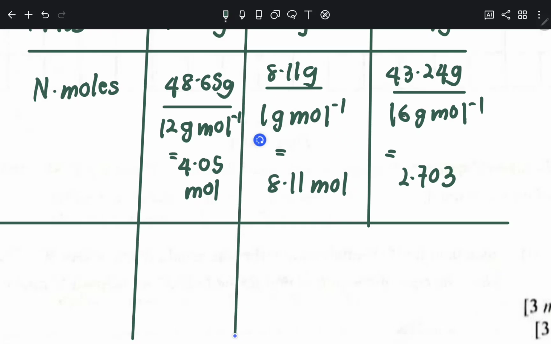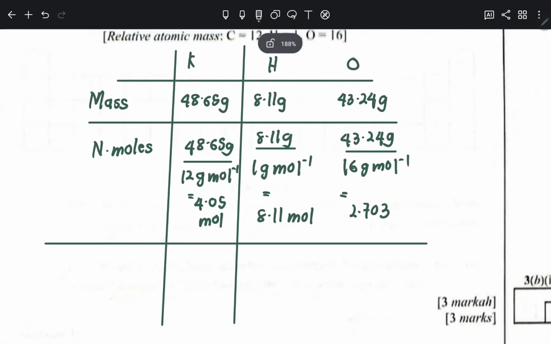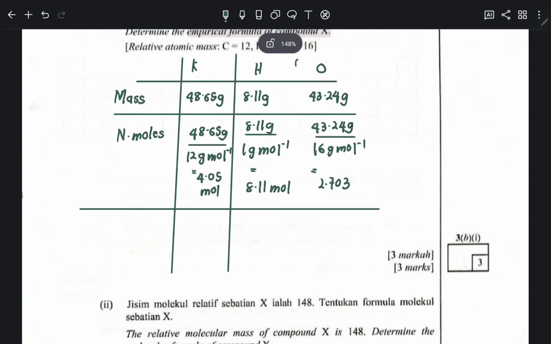2.703. Yes, correct. Okay, meanwhile I'm correcting this, I'm still talking. Okay, so what you do, you take this 2.703 mole, then only divide all of these by that. Okay, so divide perfectly. Okay, so 4.05 divided by 2.703. 2.70 lah. Okay, I take all two decimal places, I standardise. Okay, so when you divide, show your working. Simplest mole ratio.